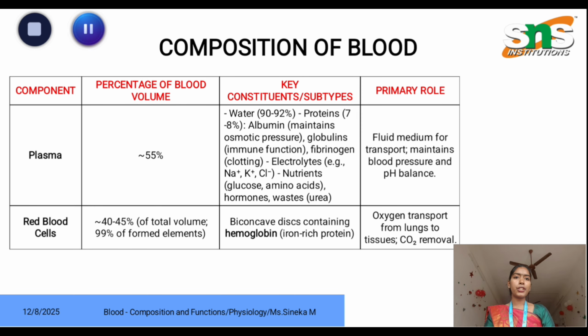Next is composition of blood. Plasma 55%. It contains water, plasma proteins and electrolytes. It is responsible for transporting as a fluid medium and maintains our blood pressure and also pH balance.